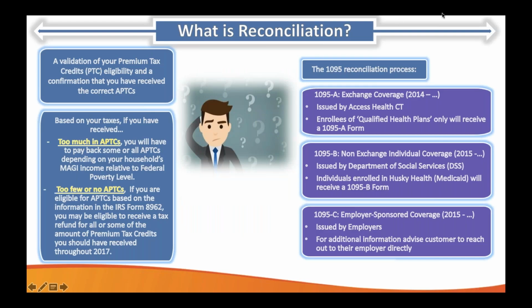What is reconciliation? It's the validation of your premium tax credit, your PTC eligibility, and a confirmation that you have received the correct APTC. So again, this is all part of the form, but it's also throughout the year whether you qualify or not for tax credits for the subsequent year. Based on your tax credits, if you receive too much in APTCs, you may have to pay back some or all of the APTCs, depending on your household MAGI income relative to your federal poverty level.